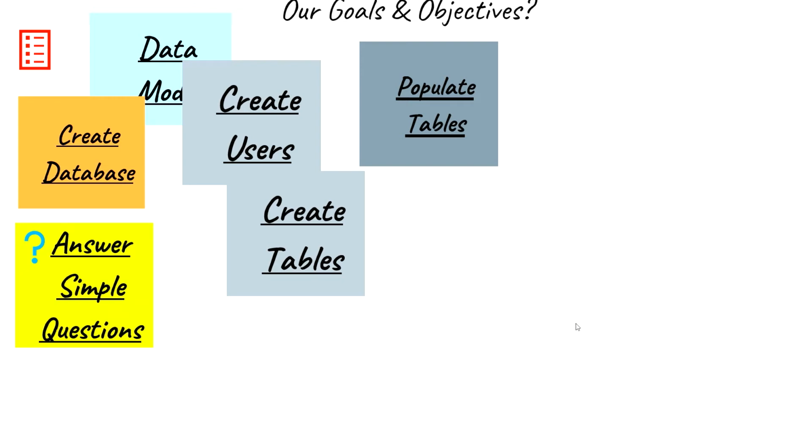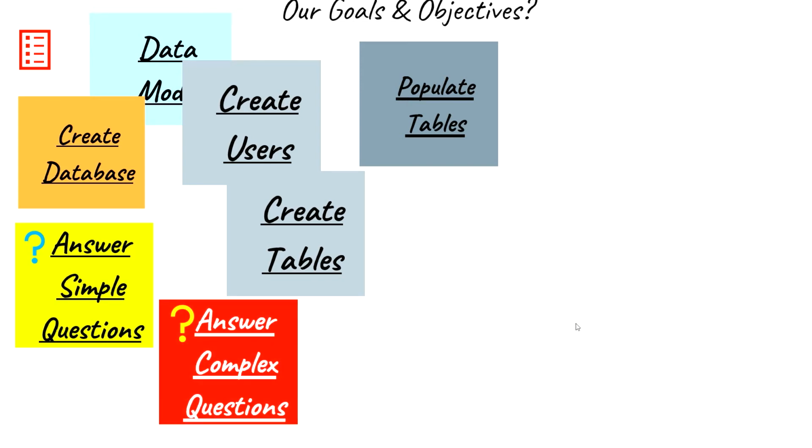Initially we are going to answer some simple questions such as, what are the different products that we are selling? What is the total sales, let's say, for the year 2019? Things like that. Fairly simple and straightforward questions, which are some of the basic things that every data analyst in this world should know. After answering simple questions, we are going to move on to answering complex questions.